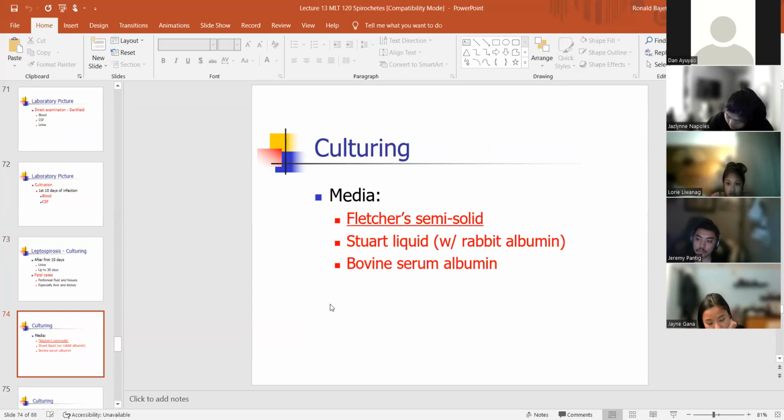Okay, so the media of choice for culturing Leptospira is Fletcher's semi-solid media. Make sure you know that. That's the media of choice, Fletcher's semi-solid media. Other media include Stuart's liquid or bovine serum albumin. But for Leptospira, make sure you know that it's the Fletcher's semi-solid media. And for Borrelia, remember what it was, media of choice? What was the media of choice for Borrelia? Modified Kelly's. Okay, good.